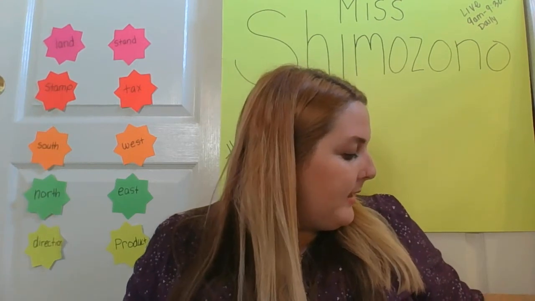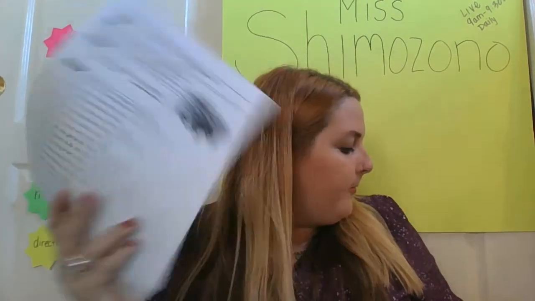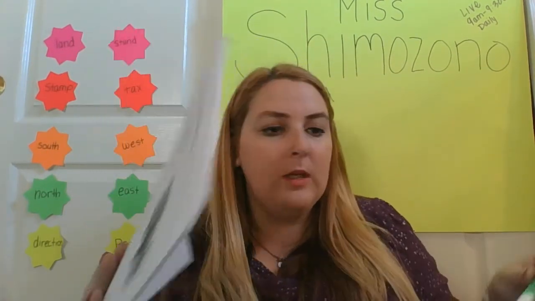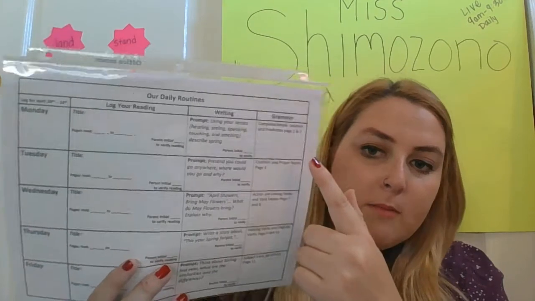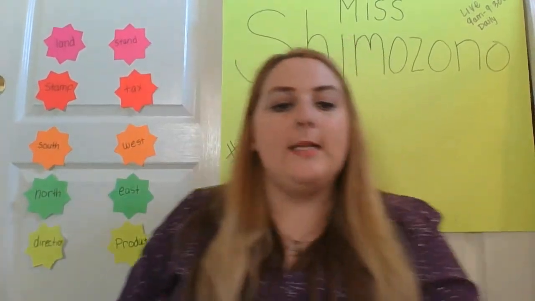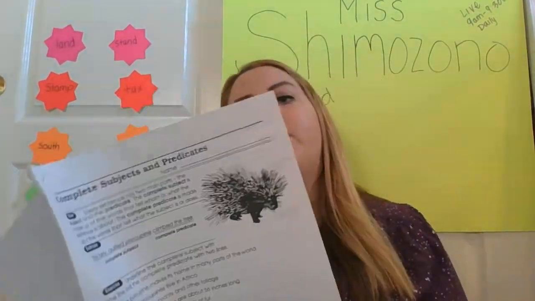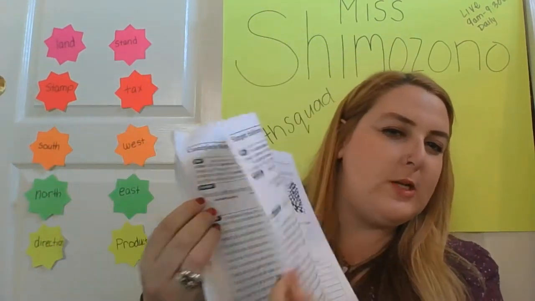I am going to go ahead and go over our grammar. So we're going to start from this packet here. Today we are doing pages 2 and 3, and how I knew that was here. It says complete and simple subjects and predicates, page 2 and 3. So let's go ahead and look at complete and simple subjects and predicates, page 2 and page 3.